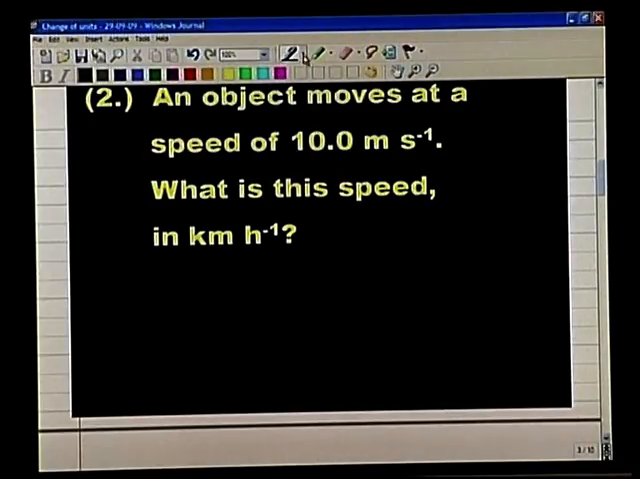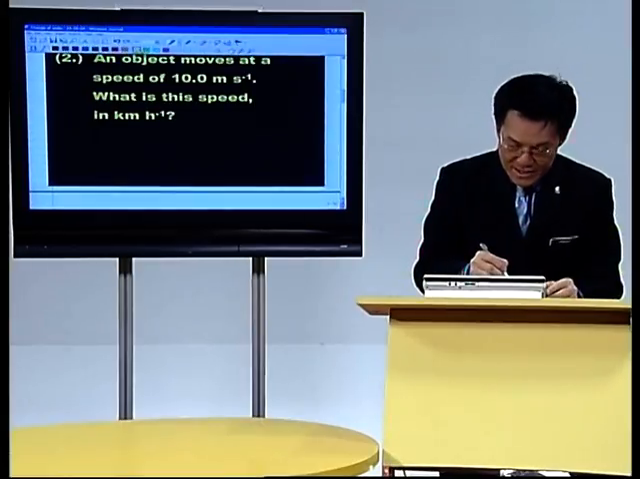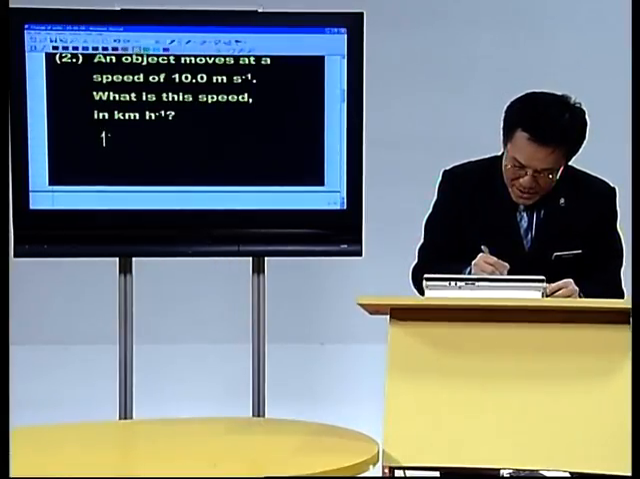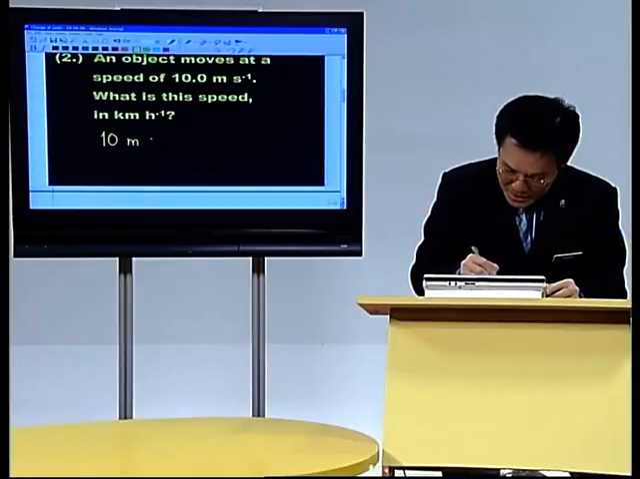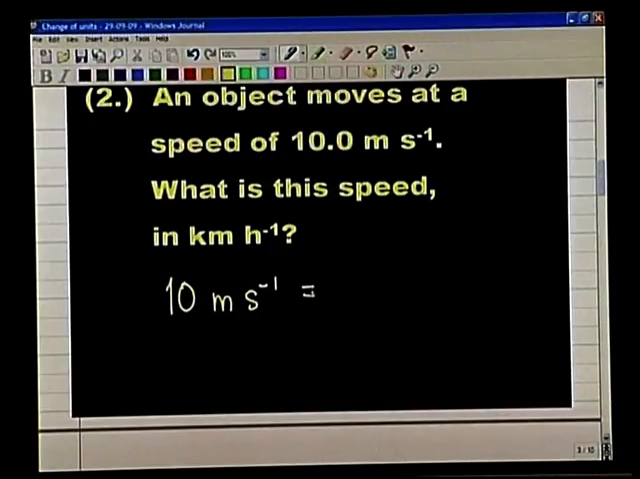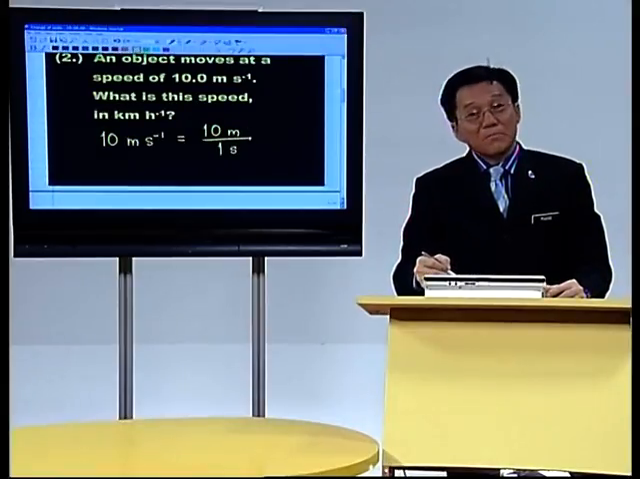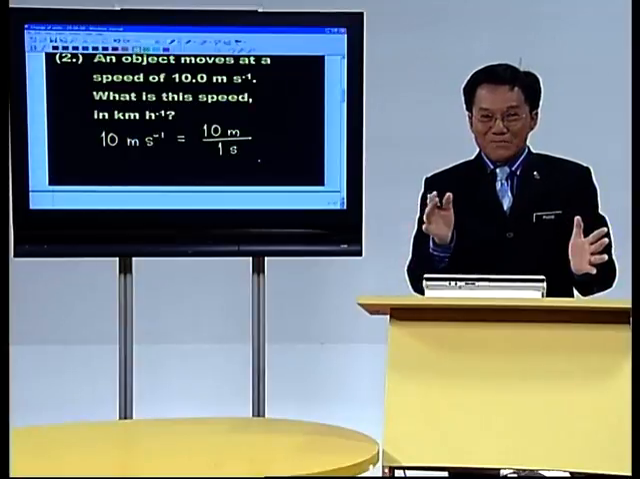So again, I will write down step by step. The speed is 10 meters per second. So I just write down the speed. It is 10 meters per second. Follow my method. I write down 10 meters per second, which means divided by 1 second. So it is 10 meters per second. It's very simple, isn't it?